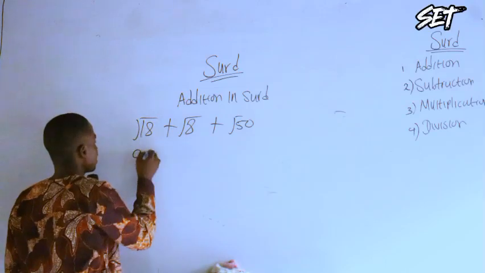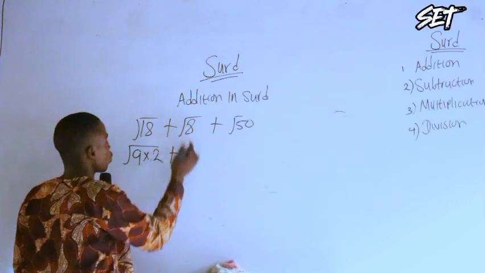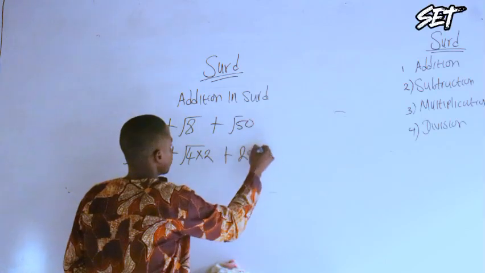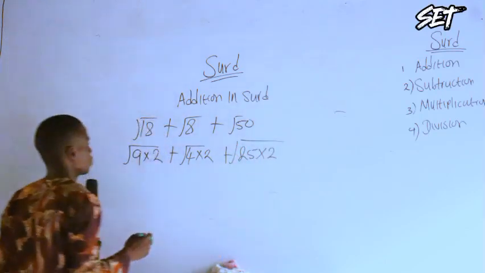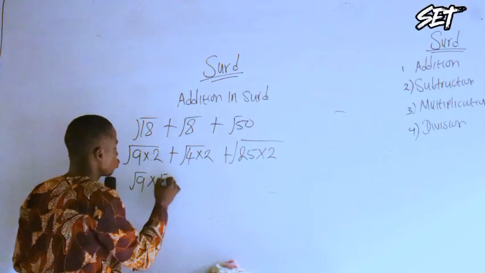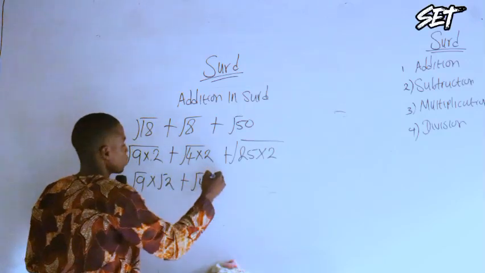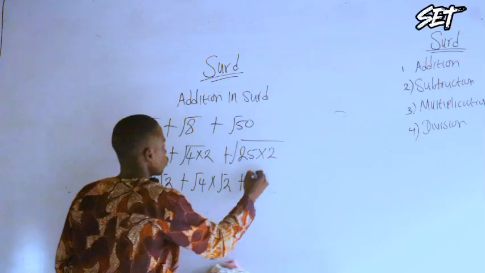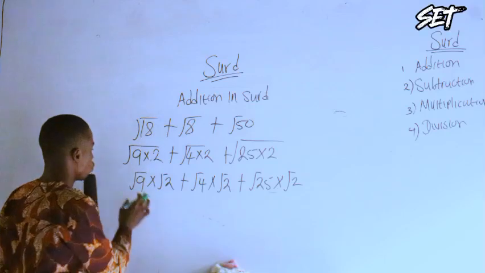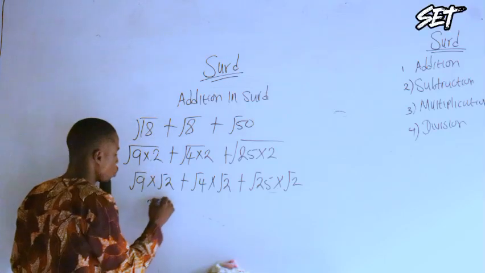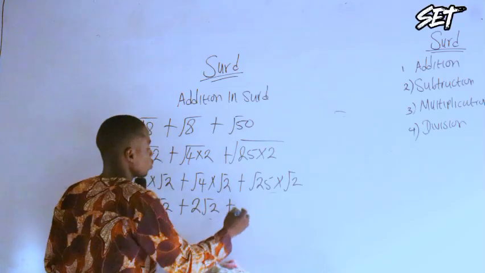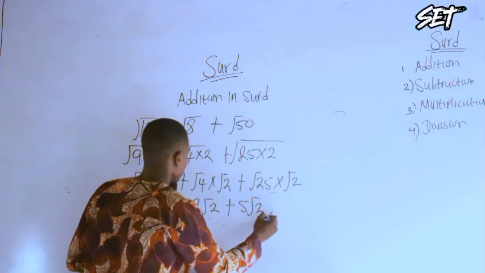Root 18 is 9 times 2. Split this one, 4 times 2. Split this one, 25 times 2. Now, this one and this, you split it. That's root 9 times root 2 plus root 4 times root 2 plus root 25 times root 2. Now, what is root 9? It is 3 root 2 plus root 4, 2 root 2, plus 5 root 2.